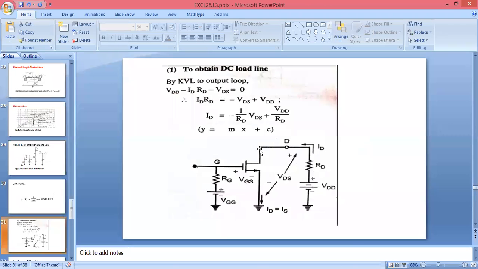Then we are seeing here we are getting VDS voltage. So we can write this equation as VDD minus ID RD minus VDS. We can solve this equation, then we will get the value of drain current. And you can see this looks like the equation of a line, y equals mx plus c. C is constant and m, minus 1 by RD, is the slope. So we can say this is the slope of the line.